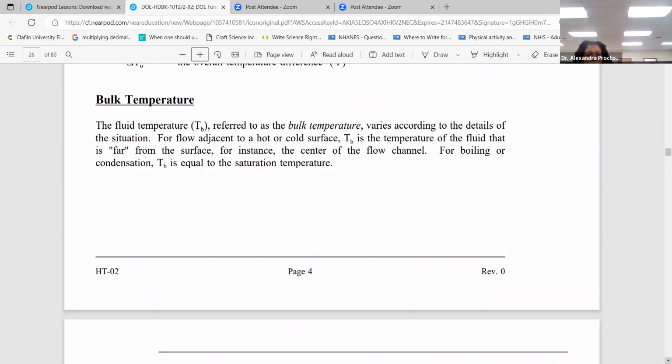Bulk temperature. The fluid temperature, T sub B, is referred to as the bulk temperature, and this varies according to details of the situation. For flow adjacent to a hot or cold surface, T sub B is the temperature of the fluid that is far from the surface, for instance, the center of the flow channel. So for boiling or condensation, T sub B is equal to the saturation temperature.